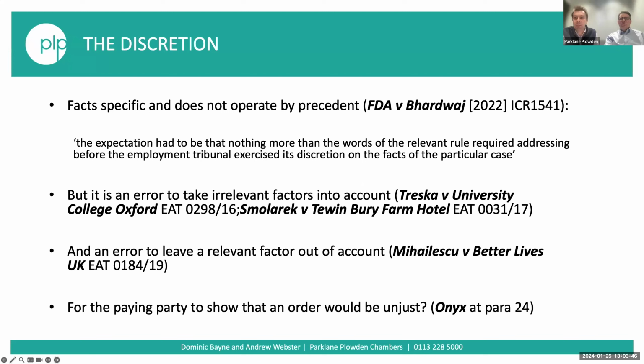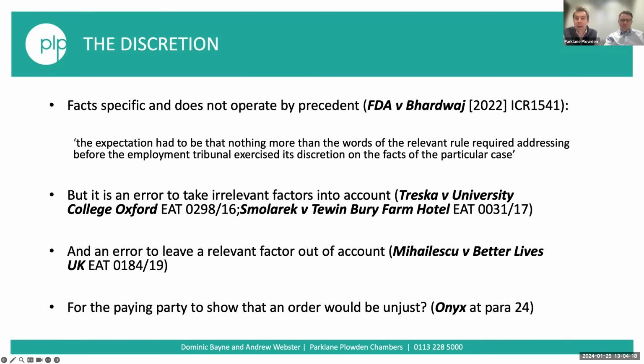Justice Griffiths put it like this in the Bardwaj case: costs awards did not operate by precedent, but were fact-specific and had to be determined as summarily as possible, that the expectation had to be that nothing more than the words of the relevant rule required addressing before the employment tribunal exercised its discretion on the facts of the particular case. And having said that, the EAT has felt able to criticise employment tribunals for taking into account factors which they shouldn't have done.